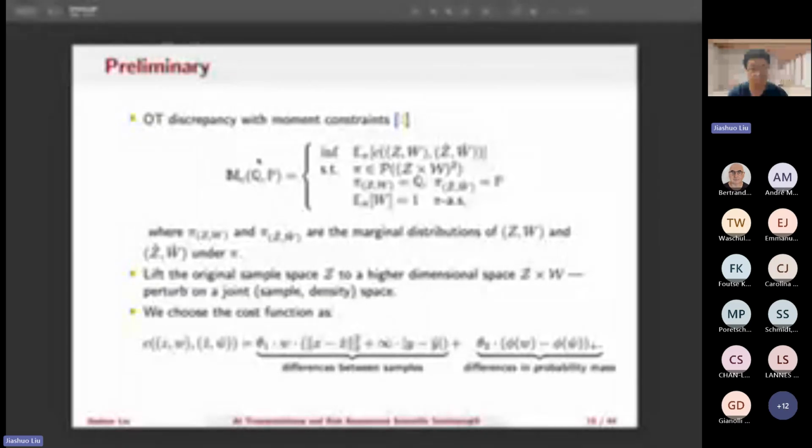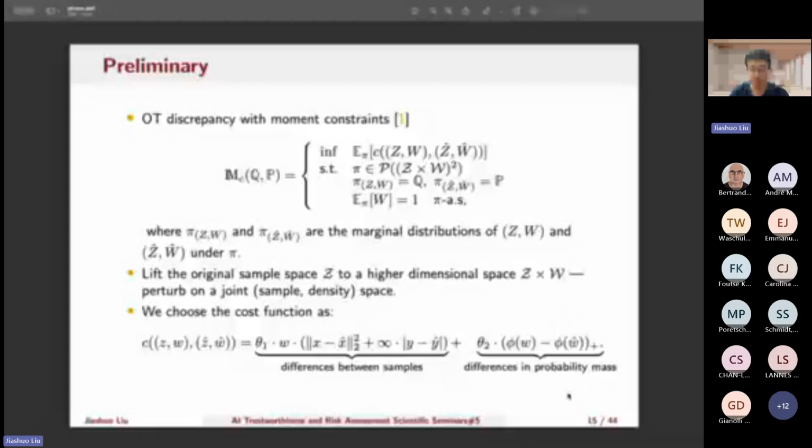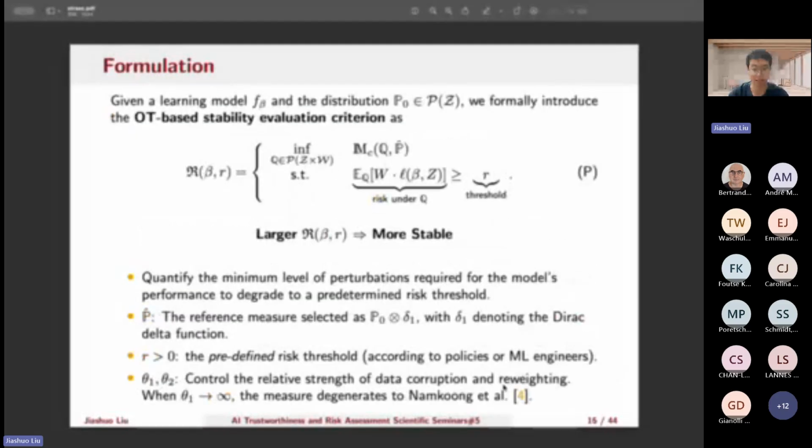And here we choose the cost function as this. The first term captures the difference between two samples, and the second term captures the difference in the probability mass. And in this way, we can capture both kinds of data perturbations at the same time.